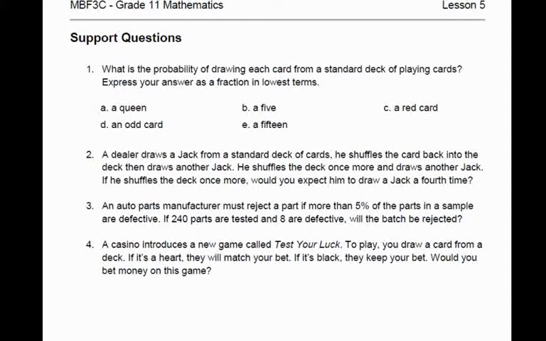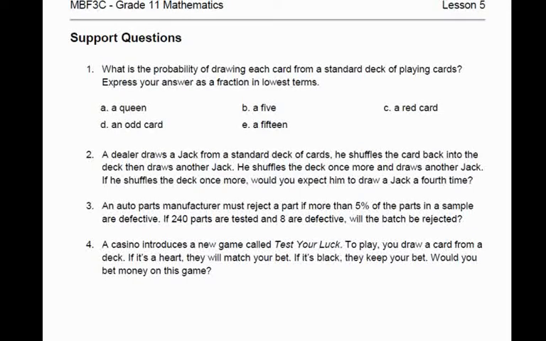Number 2 here says, a dealer draws a jack from a standard deck of cards. He shuffles the card back into the deck and then draws another jack. He shuffles the deck once more and draws another jack. If he shuffles the deck once more, would you expect him to draw a jack the 4th time? And I'll leave that one with you. If you are curious, you can email me or ask me. That one's a special trick question, so I want you to work on that one on your own.